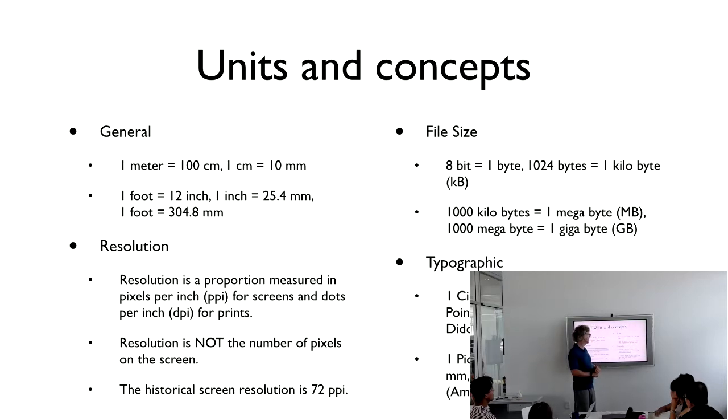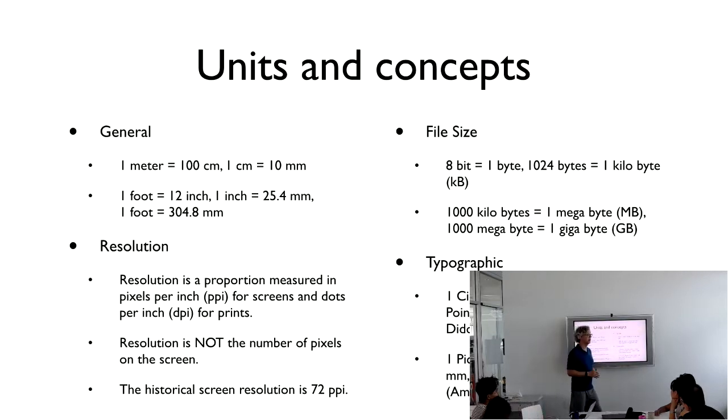Now, these days, we've gone way beyond that. So, for example, that screen in the back there, it's at least 300 pixels per inch. Right? So, we've gone way beyond that. But that also means that at 100% magnification, what you see on the screen does not have the same size as when you print it.